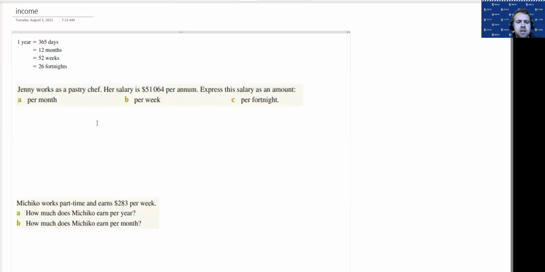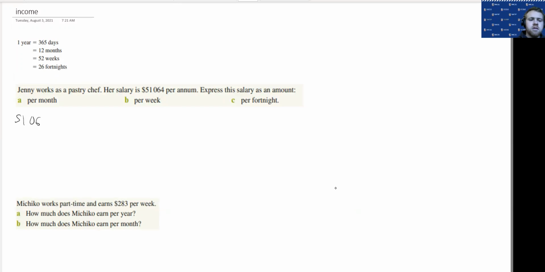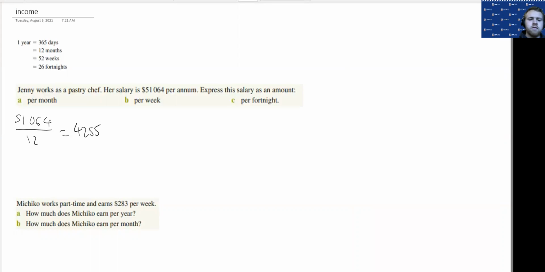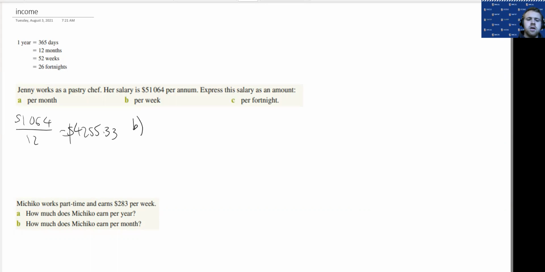So let's get into it. Here we have a salary, a yearly value. We've got to convert it into a month, a week, and a fortnight value. We just whip out our calculator, put in the value, and if we're doing it per month, we simply divide by 12. So it's going to be 51,064 divided by 12, which equals 4255 dollars and 33 cents. If you were paid per month, that's what you would get. Per week, we're just going to divide by 52.